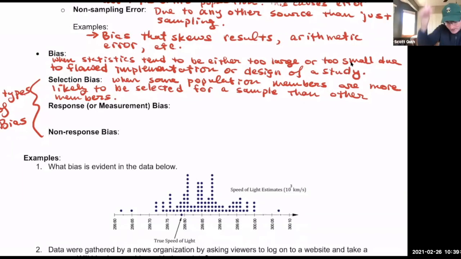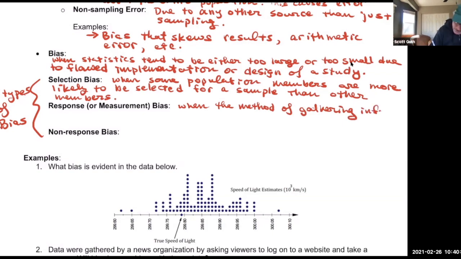I can't talk so much on all of these, but response bias or measurement bias, these are really the same thing. So this is when the method of gathering info interferes with the data. Gosh, I can't spell. So I'm going to say interferes with the measurements or responses.